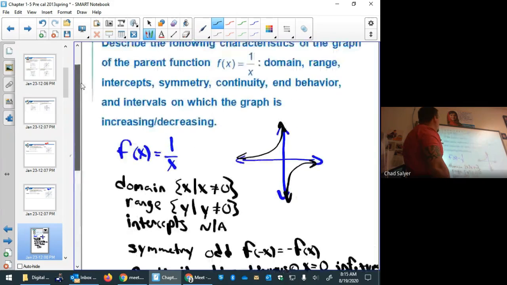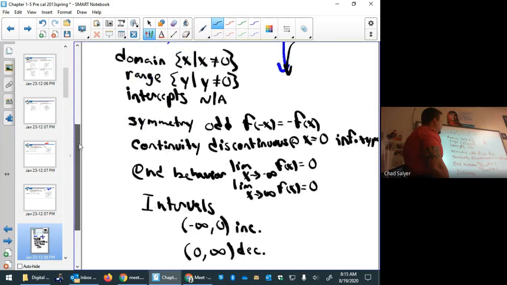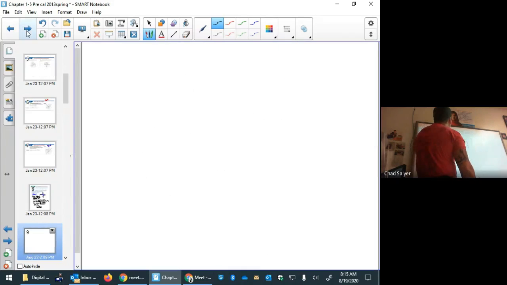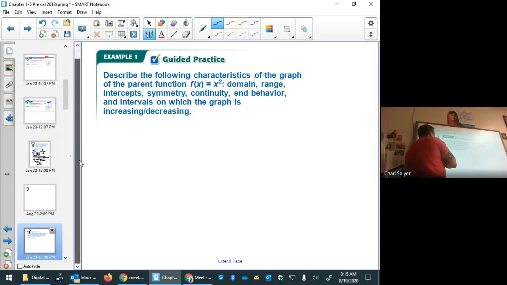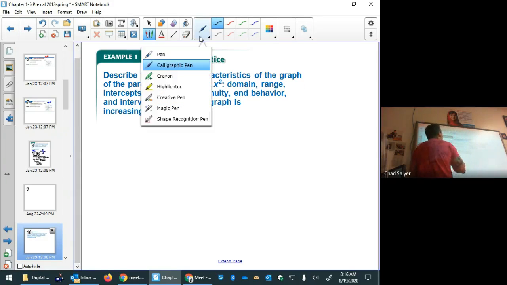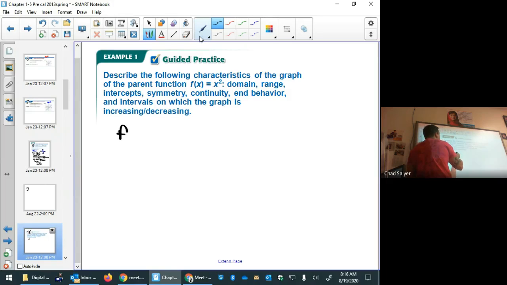So there's our analysis of 1 over x. Okay, so here's one for you. Do the same thing with x squared. Pause the video, see if you can figure out all these characteristics, and then come back and we'll see if you were right. Okay, so f of x equals x squared.